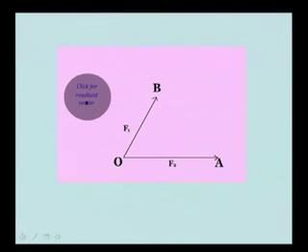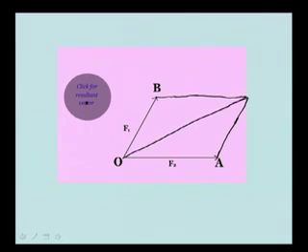This is force OA, this is F2, OB is F1. Now, from B I am drawing a line parallel to OA and of the same length as OA, and then joining A to this, parallel to OB. Then this is the diagonal, this is the resultant force R.